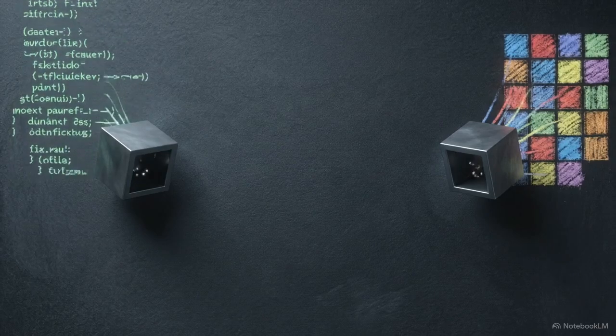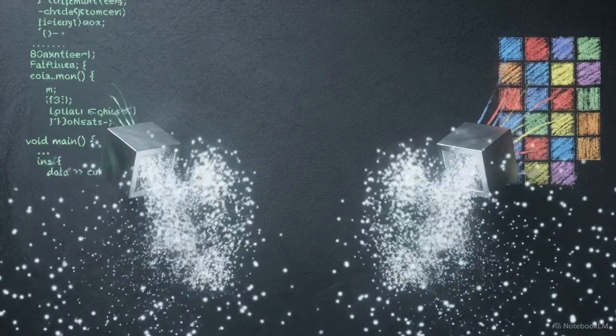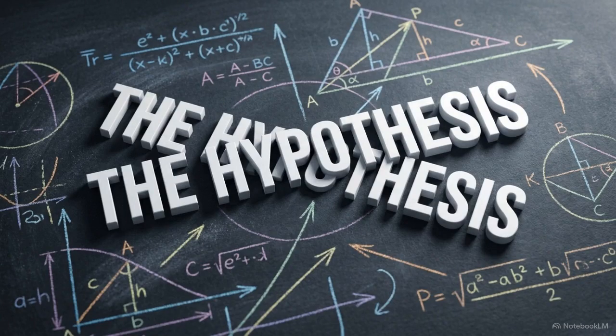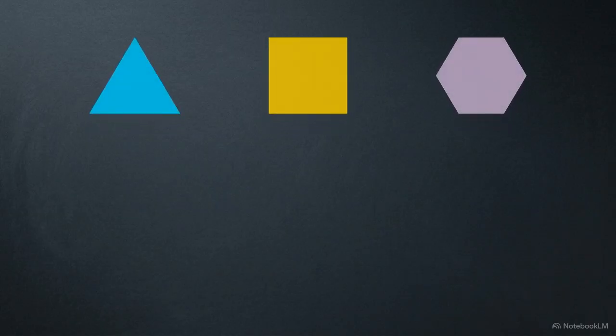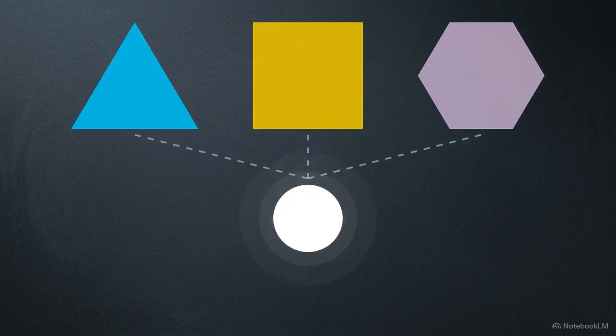When two disparate AI models process entirely different data types, like raw text and image pixels, they frequently arrive at the exact same geometric structure. This phenomenon is known as the Platonic Representation Hypothesis. Empirical evidence for this cross-modal alignment is overwhelming. As models scale and improve at their specific tasks, their internal representations become increasingly similar.